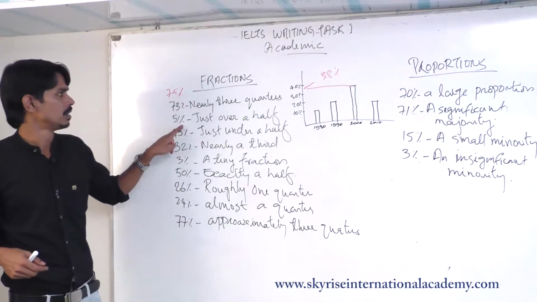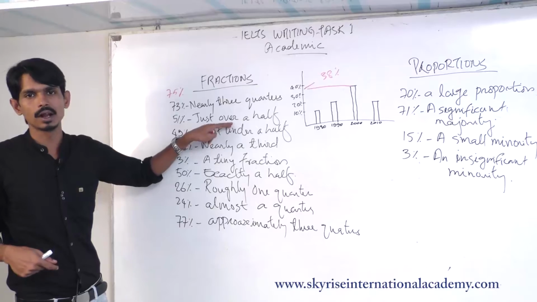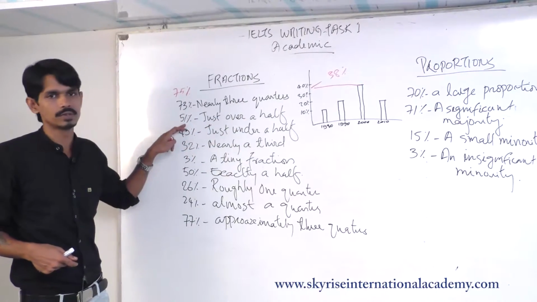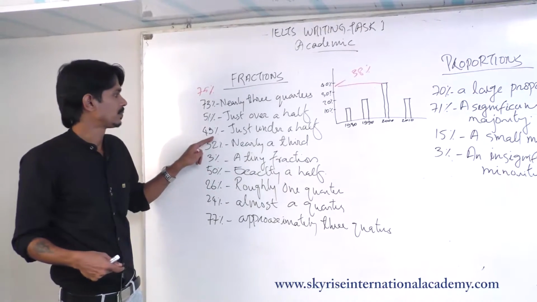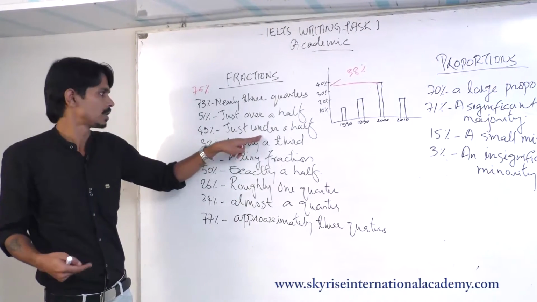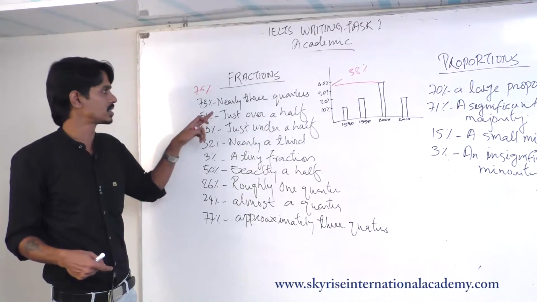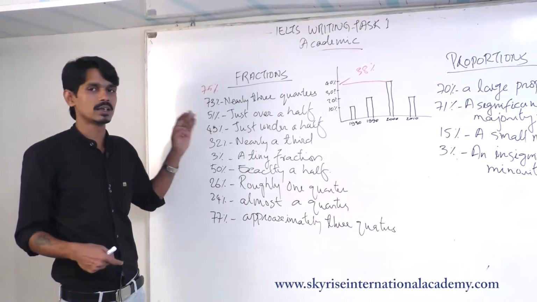Now you say 51%, just over a half, just a little over a half. So that is 51, just 1% over half. Now just under a half could also be used for 49%. This is again just 1% less than half.